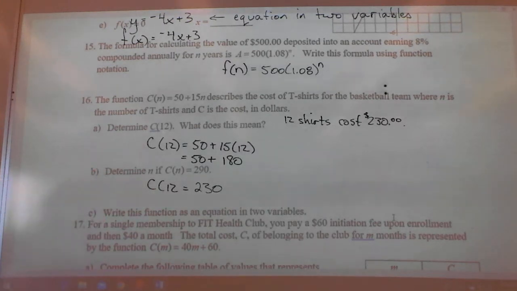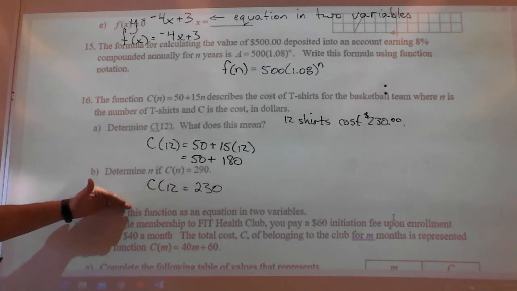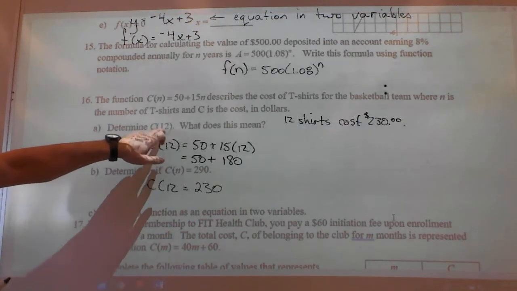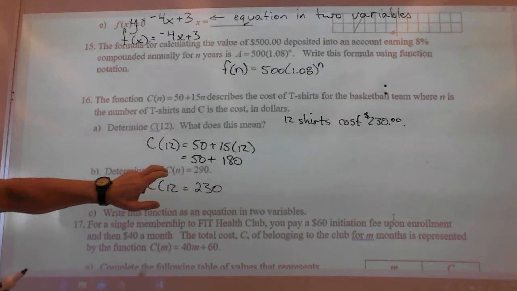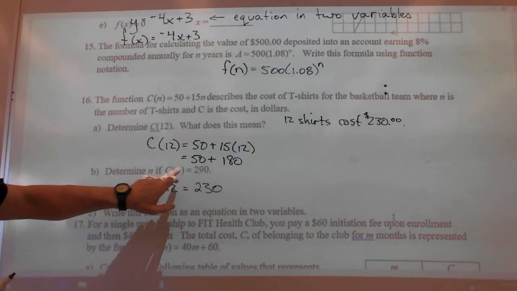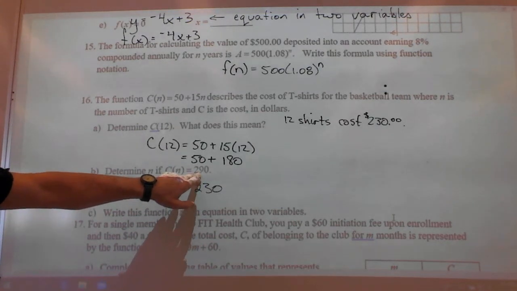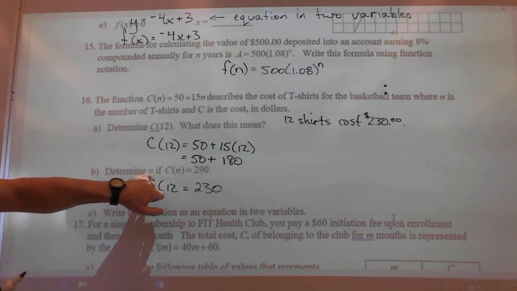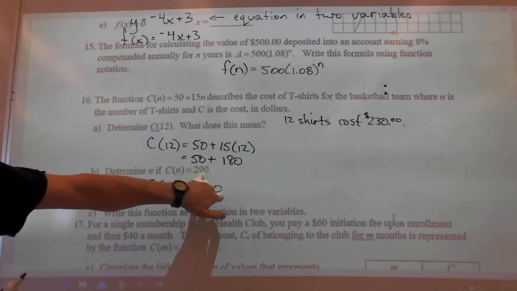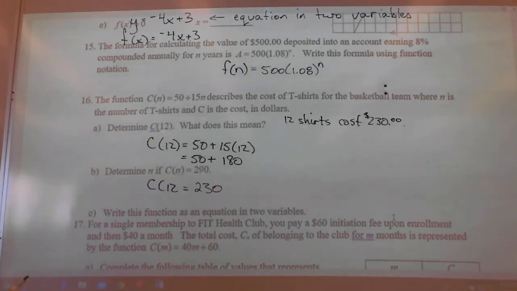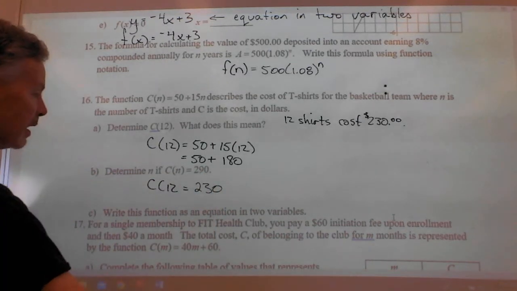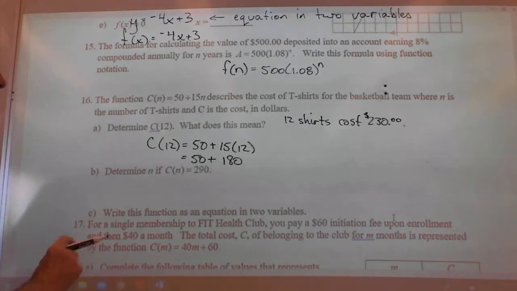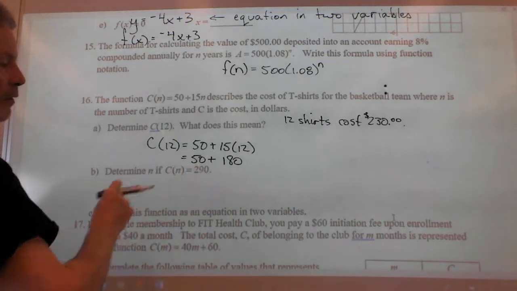For B, they're doing it the opposite way. Instead of giving you a value for n, the number of t-shirts, they're giving you a value for c at n, the total cost. So they're saying, really, how many t-shirts would you have to buy, n, if your total cost, c at n, were $290? Okay? Just let me do some erasing. Okay, so they're saying c at n equals 290.